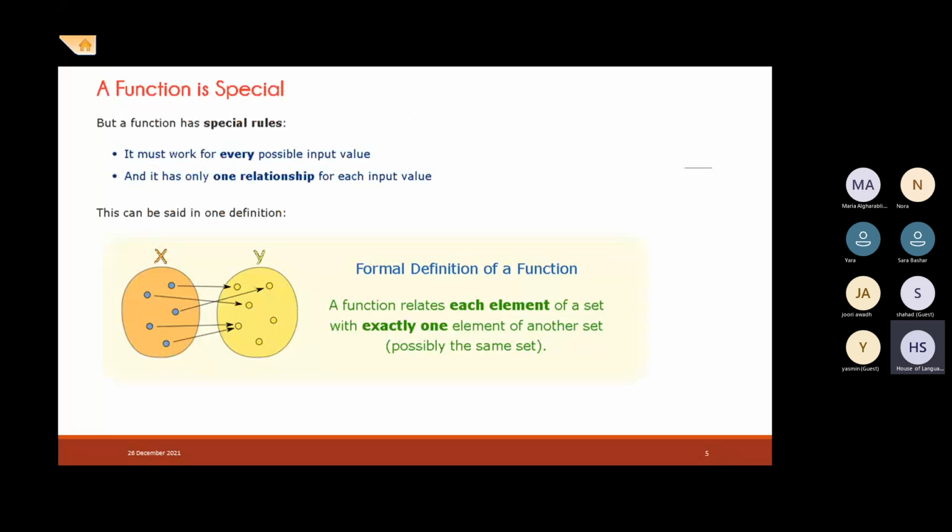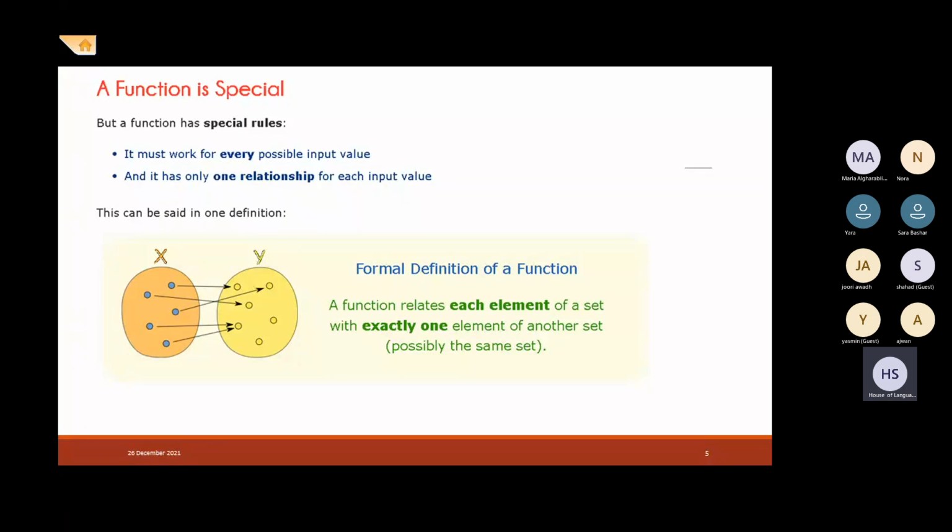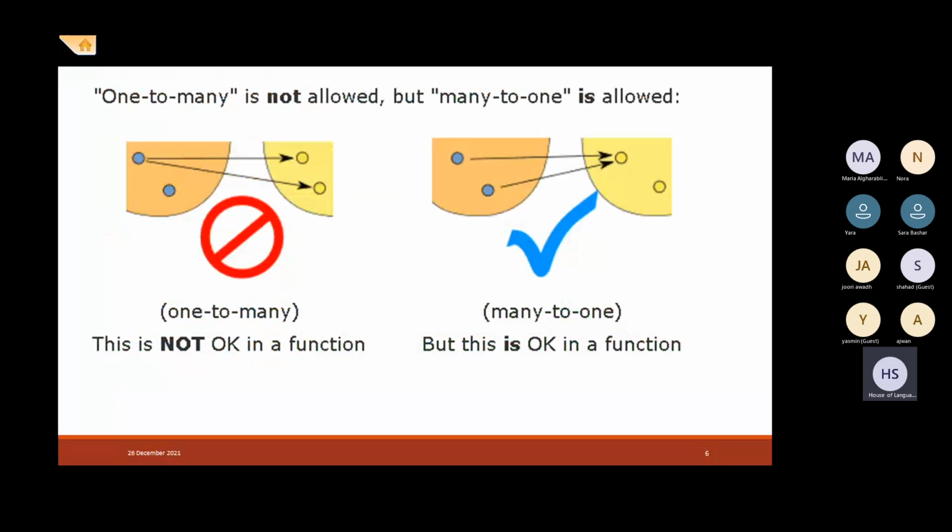Then we talk about the function, and we say that a function is a special case of a relation. If each element in x has only one value in y, we call it a function. We have one to many and many to one. If I have one to many, this is not a function. But many to one, because each blue has one yellow, this would be a function. That's what we talked about before.